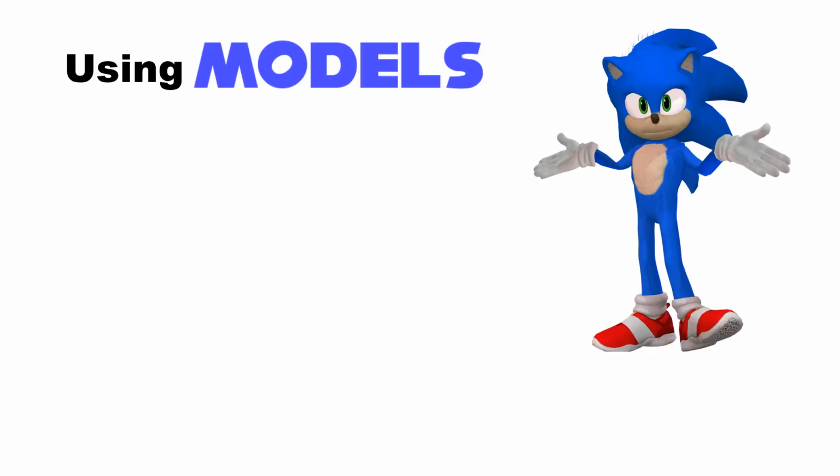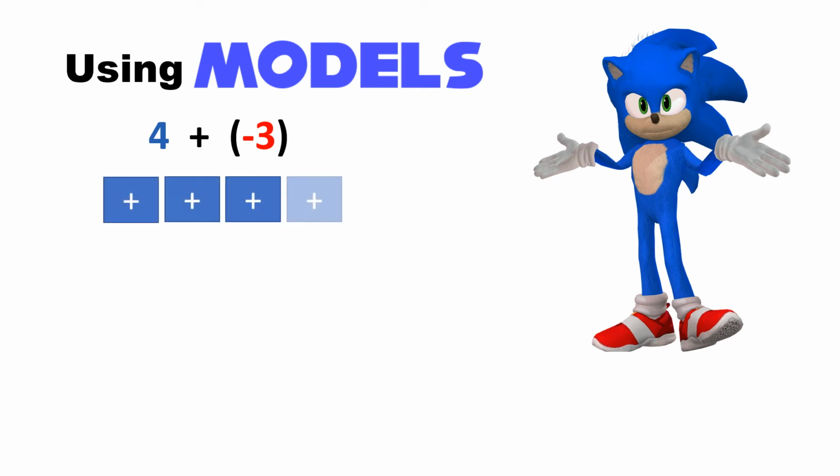All right, Sonic's still a little bit confused, so we're going to show you another type of model that can help you understand how to add integers. So we have this expression here, 4 plus a negative 3. I'm going to use these blocks to represent the number 4. I have 4 of them. That's my positive 4. And then since I have a negative 3, I have negative 1, negative 2, negative 3.